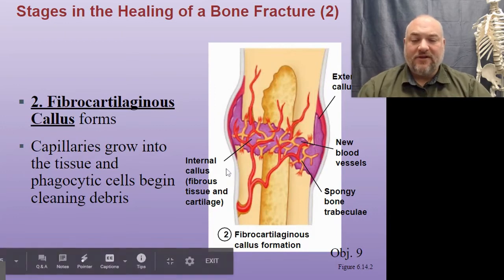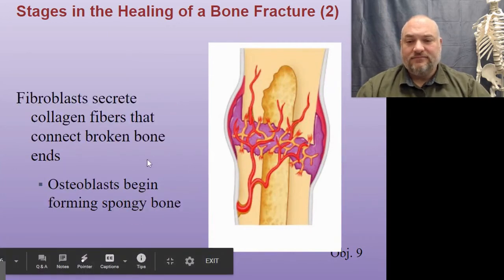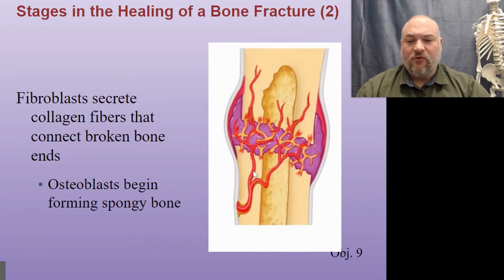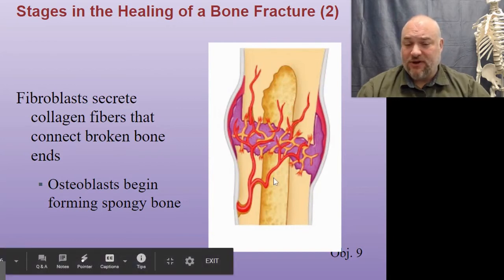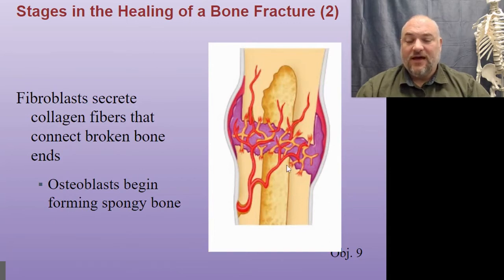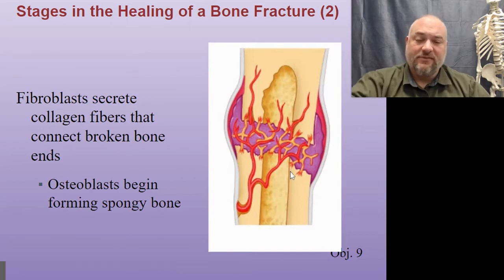So capillaries will begin to grow in. You'll get collagen fibers growing across, knitting it together, and some hyaline cartilage knitting it together. So we're connecting those bones, and we will start to form some spongy bone in there. So this is kind of like your own temporary cast. It's going to hold the bone together, give it some structure upon which to build the actual bone, but it's still very weak at this point. Okay, and that starts to form as soon as the hematoma starts to go down.